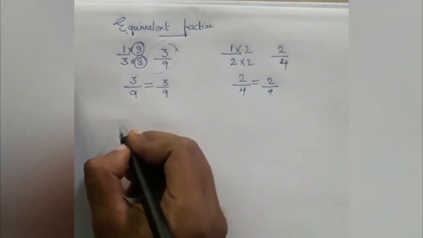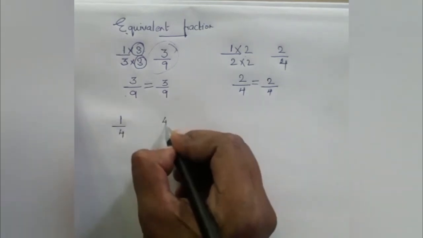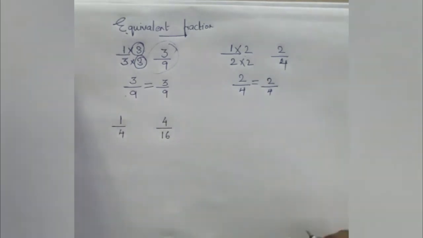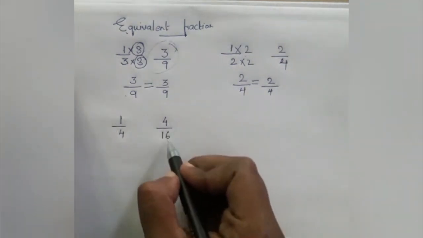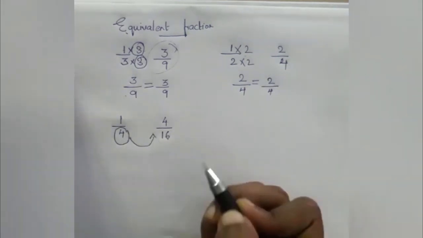That is, if a number is given for you, 1 by 4 and 4 by 16, you have to make this an equivalent fraction. So 1 by 4 to 4 by 16, first look at the denominator. To make 4 into 16, which number should we multiply by?